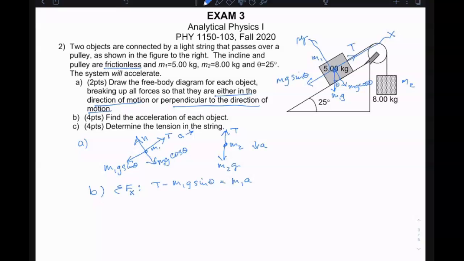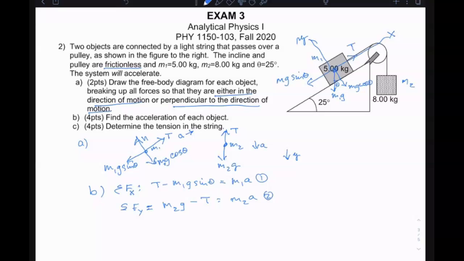So I can call the direction down the positive direction if I want, and just say that y is positive in this direction. If I do that, then I sum the forces in the y direction, and that's equal to m2g minus the tension is equal to m2a. All right, then I can call this equation 1, and then I can call this equation 2.